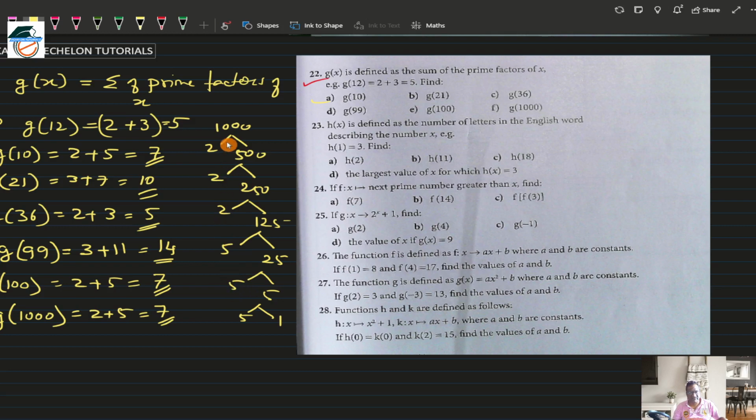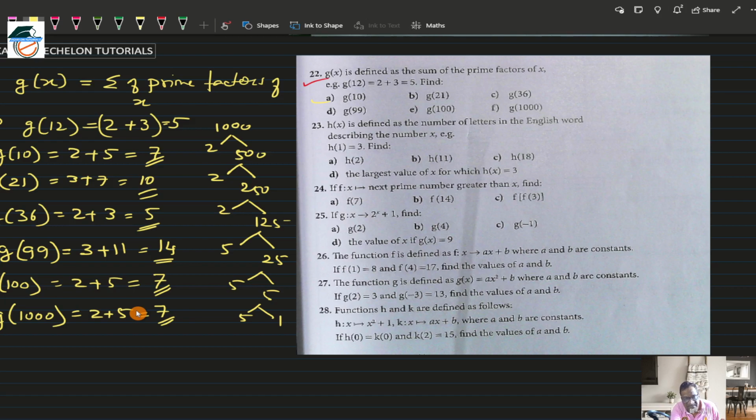Okay, so even though in the prime factors of 1000 we get 2 three times and 5 three times, we are taking the prime factors only once, that is 2 and 5. So the answer is 2 plus 5, that is 7, right? So that completes question number 22, and just let me verify the answers for you.